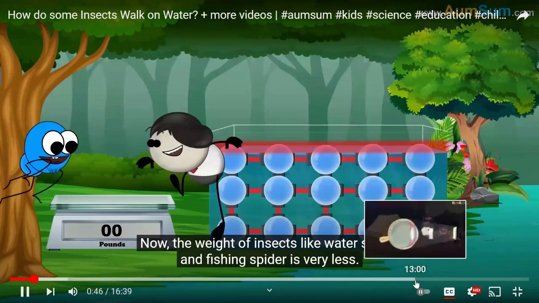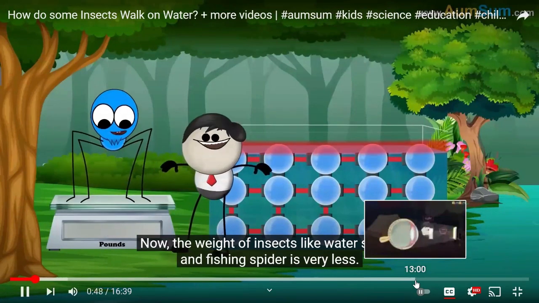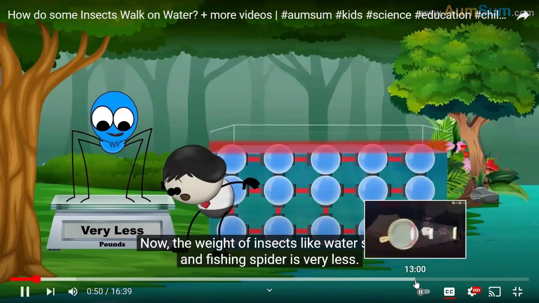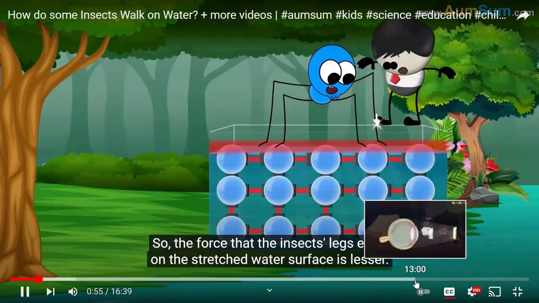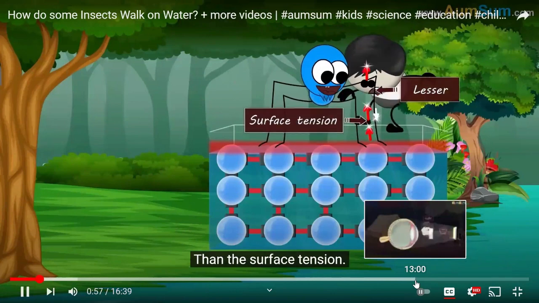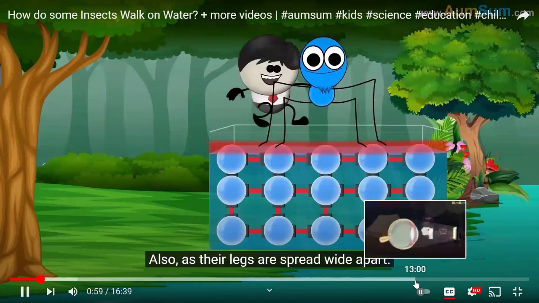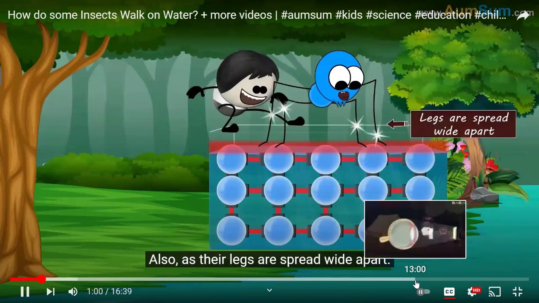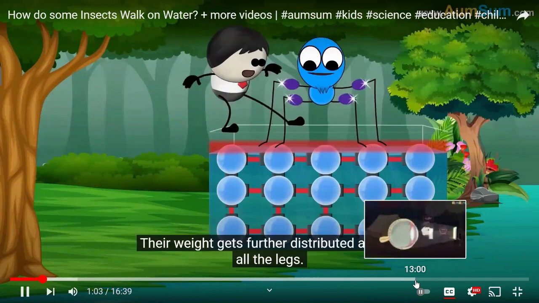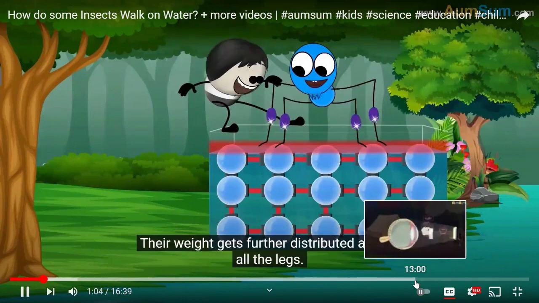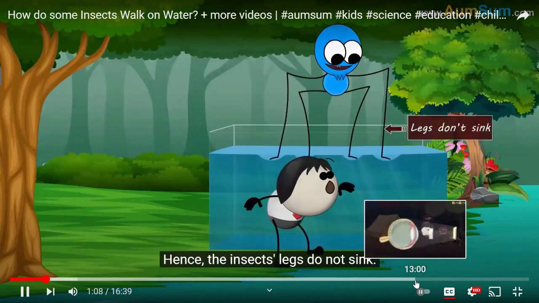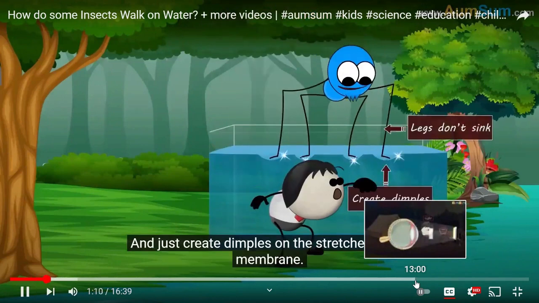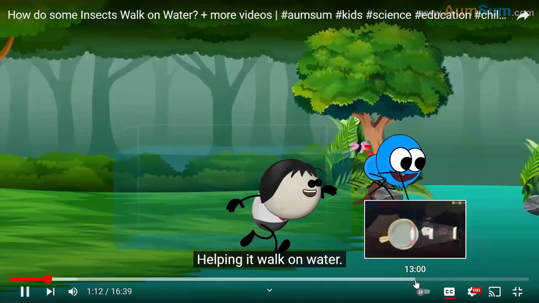Now, the weight of insects like the water strider and fishing spider is very less. So, the force that the insects' legs exert on the stretched water surface is lesser than the surface tension. Also, as their legs are spread wide apart, their weight gets further distributed among all the legs. Hence, the insect's legs don't sink and just create dimples on the stretched water membrane, helping it walk on water.